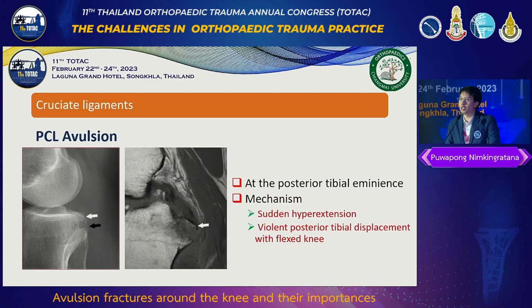The next one, which is also quite common, maybe the second most common, is the PCL avulsion. When you look at the back side of the tibia, the posterior tibial eminence, you can see some avulsion fracture as well. The mechanism of injury could be sudden hyperextension, and also a violent posterior tibial displacement when you flex the knee, like a dashboard injury. This could cause this type of fracture.